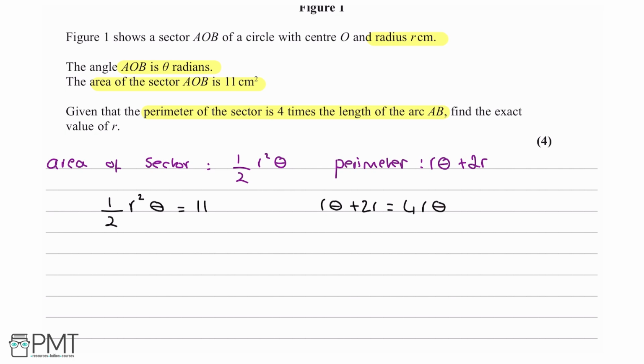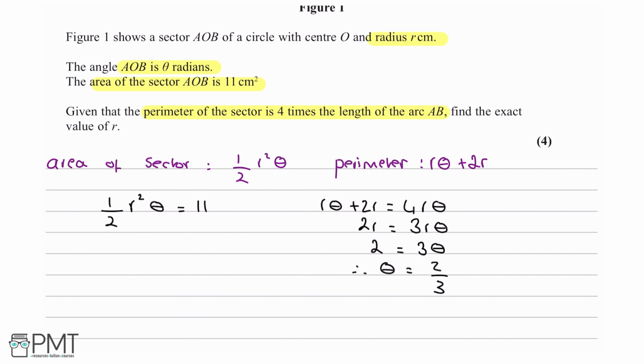Okay, let's start by solving r theta plus 2r equals 4r theta. So we know that 2r equals 3r theta. And what we can do is divide both sides by r, because we know that r is a unit of measurement, and in this case r isn't 0. So we can say 2 equals 3 theta, and therefore theta equals 2 over 3.